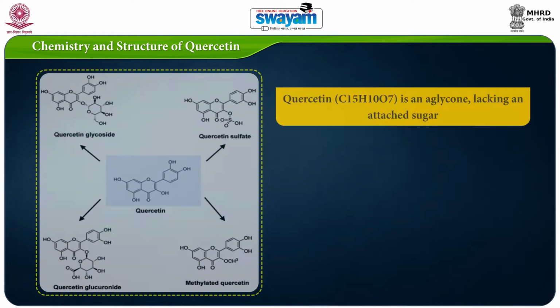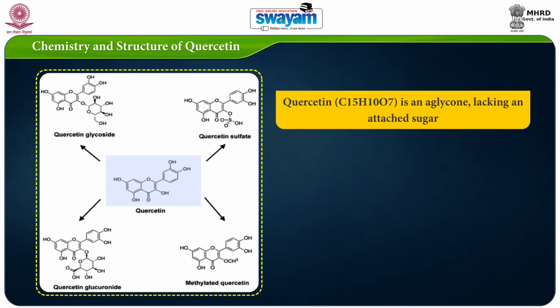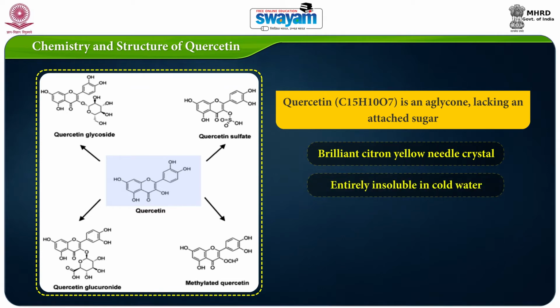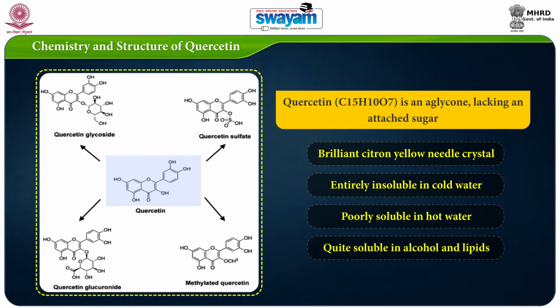The chemical formula of quercetin is C15H10O7, where C stands for carbon, H stands for hydrogen and O stands for oxygen. It is an aglycone, lacking an attached sugar. It is a brilliant citron yellow needle crystal, entirely insoluble in cold water, poorly soluble in hot water but quite soluble in alcohol and lipids.